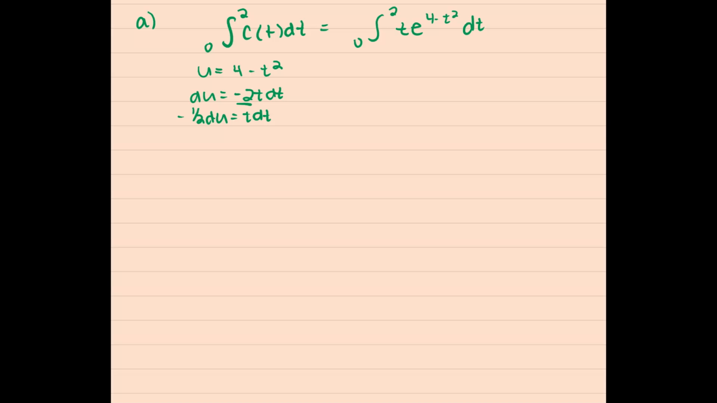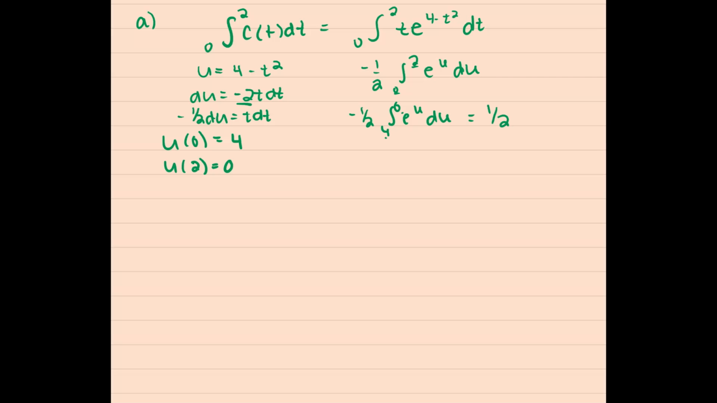And then we'd come over here and say, okay, this is negative 1/2 the integral from 0 to 2 of e to the u du. And then we'd flip our bounds to be in terms of u. So you'd find u of 0, which is 4, and u of 2, which would be 0. So you'd have negative 1/2 the integral from 4 to 0 of e to the u du. But then to make this logical, you'd get rid of the negative and say, okay, that's the same as 1/2 the integral from 0 to 4 of e to the u du.